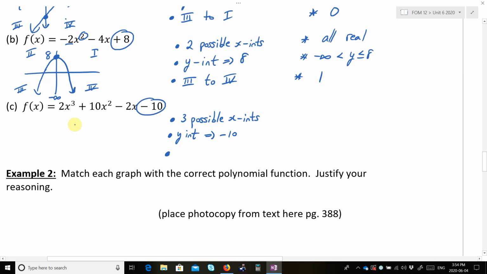The end behavior: we have to have a y-intercept of negative 10, and the leading coefficient is positive, which means we ultimately have to head up and to the right with our cubic. So that's going from quadrant 3 to quadrant 1.